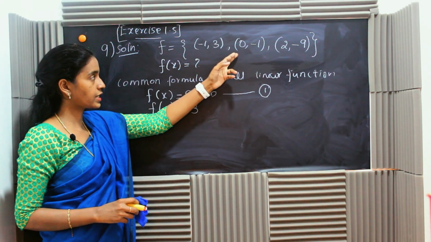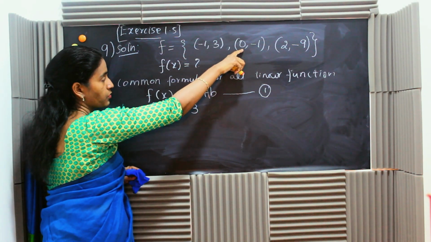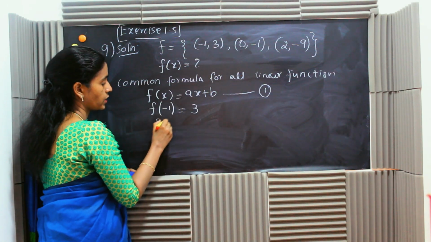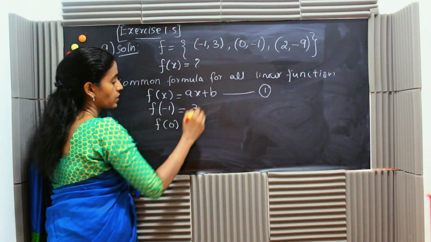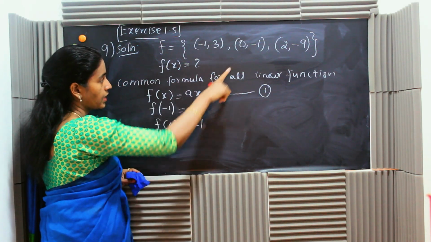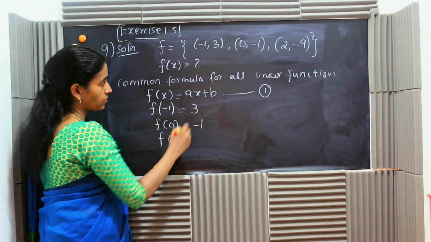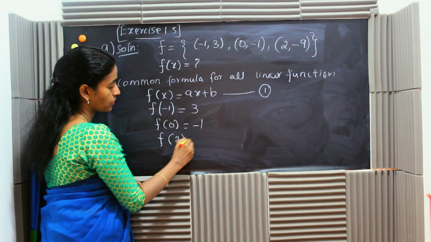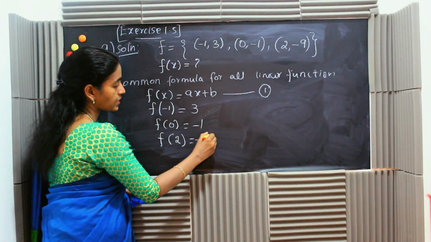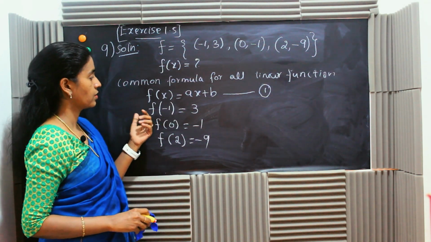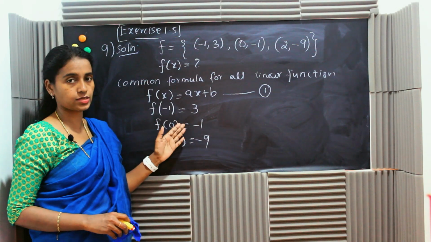If I am taking the second point, 0, -1, the input x is 0, f of 0, the value of ax plus b will be -1. And if I am taking the third point, the input will be 2 and the output, the answer of ax plus b, will be -9. We have gotten all this information from the question.